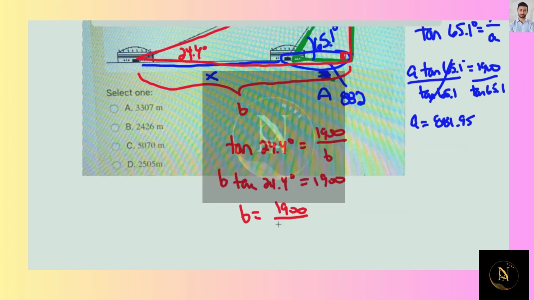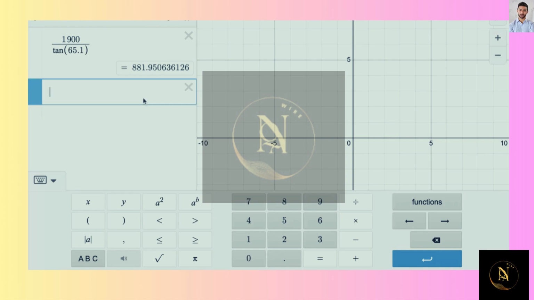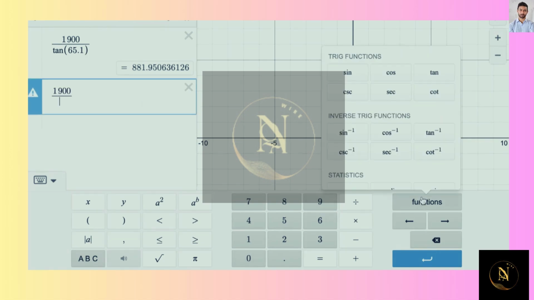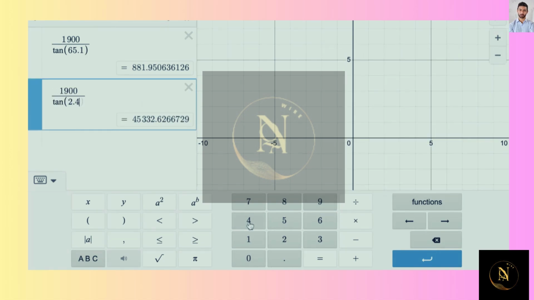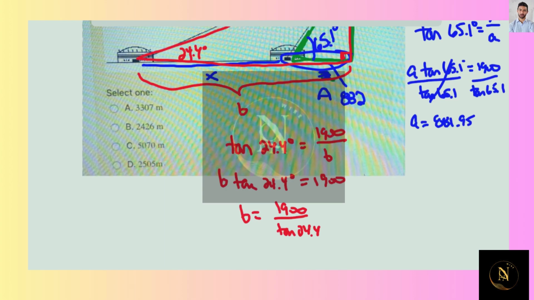Cross multiply, B tangent 24.4, divide both sides by tangent 24.4, and 1900 divided by the tangent of 24.4 is about 4188.5. So that's the whole thing.